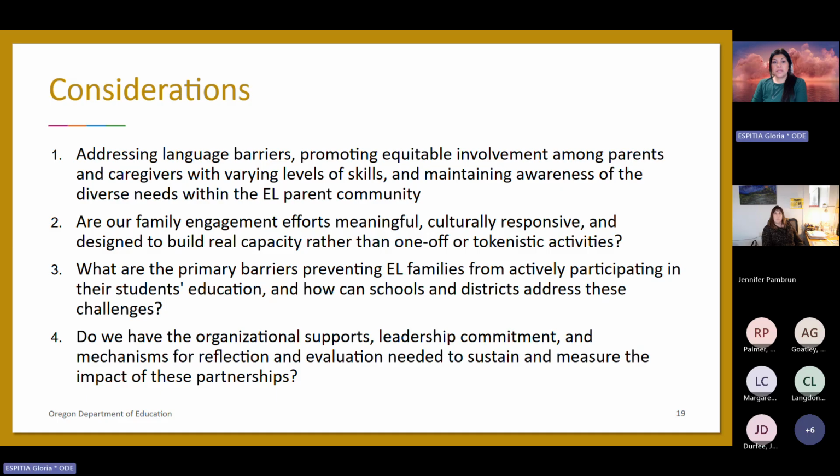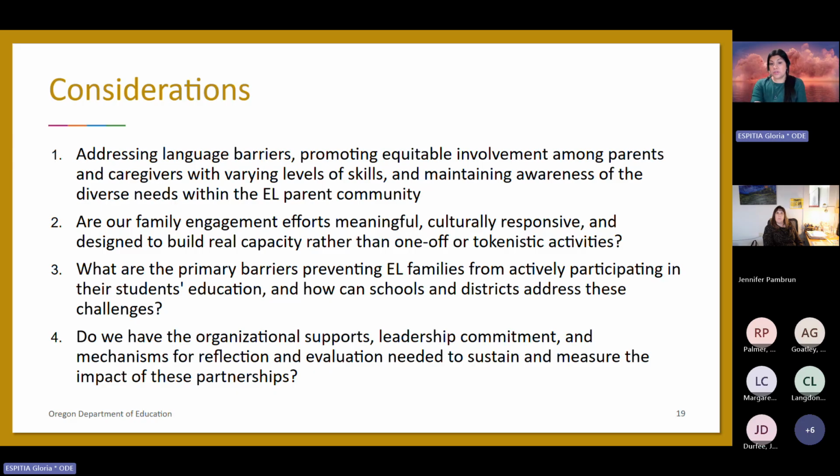As we think about these considerations, there are four questions that help us move toward proper implementation. Are our families' engagement efforts meaningful, culturally responsive, and designed to build real capacity rather than one-off or tokenistic activities? You'll continue to see the theme that building capacity, both at the educator level and at the family level, is really central. And the way we approach not tokenizing our families is going to be really important in order to build trust.